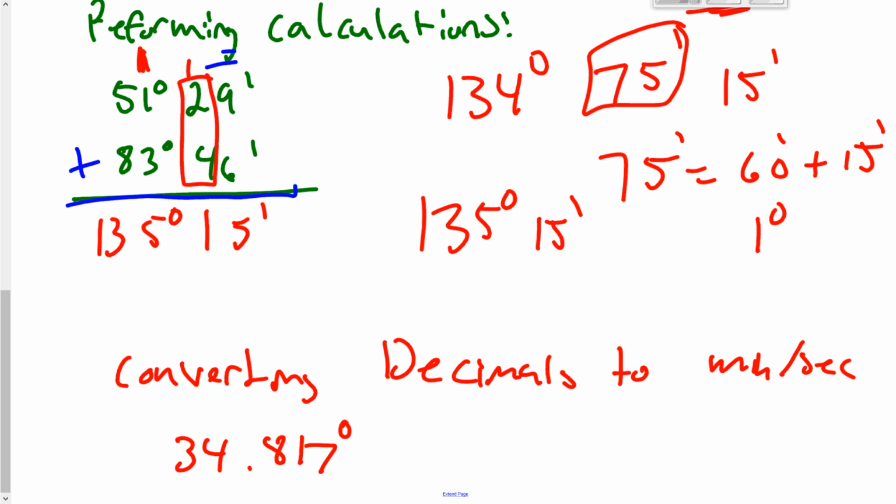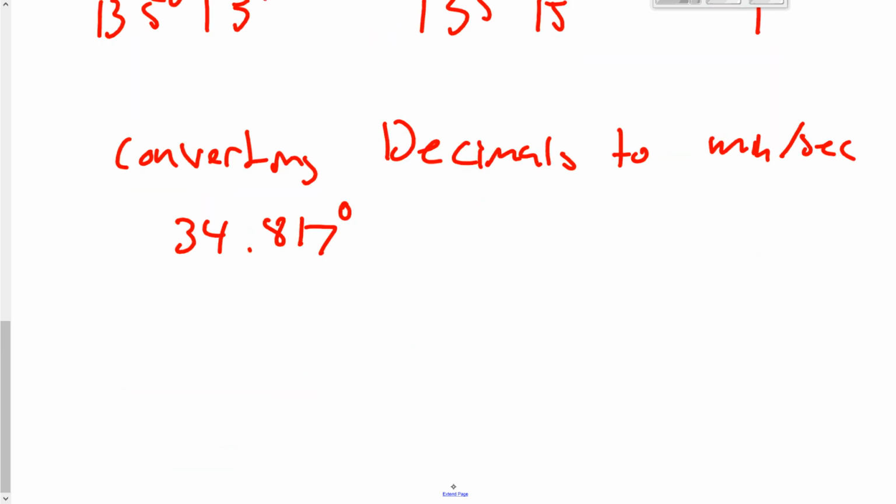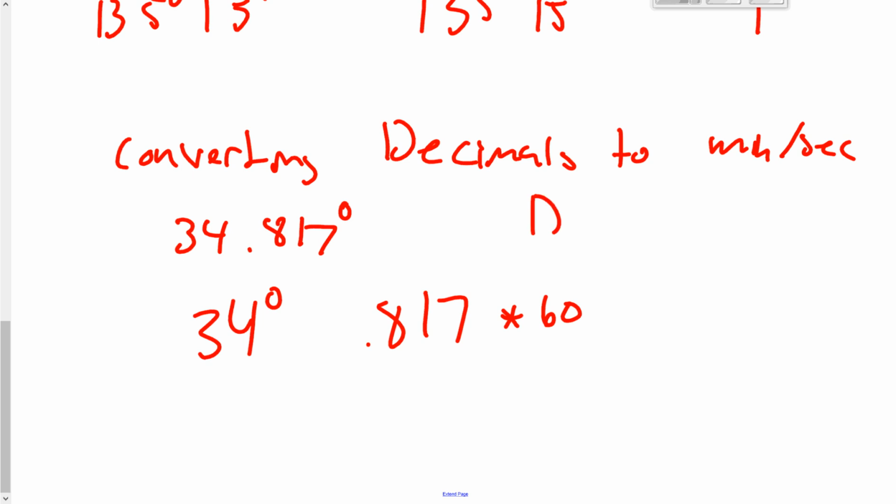All right, then you can convert this going backwards. So I'm going to put this in degrees, minutes, and seconds form. So instead of dividing by 60, I'm going to start multiplying by 60. So 34 is how many degrees I have. Then I just take this decimal and multiply it by 60, and that's going to find how many minutes I have.